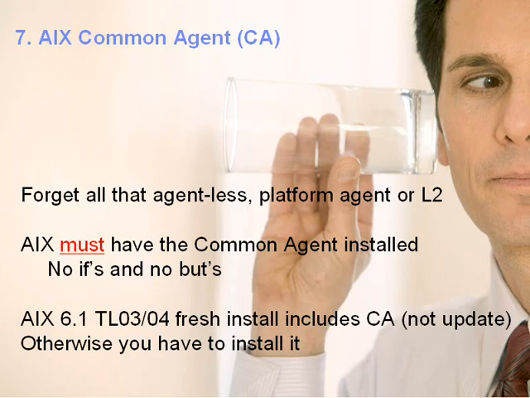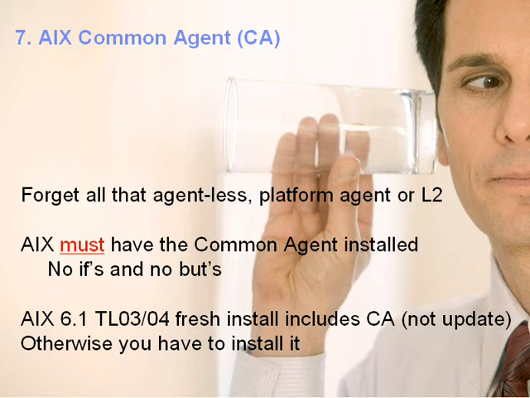Now, tip number 7 is about the AIX and the common agent. In Director, you can see lots of references to going agentless or using the platform agent or the L2 legacy agent. None of that applies to AIX. You have to install the common agent. No ifs or buts. The others just will not work. In fact, in Power Systems terms, the platform agent is actually the HMC, and that is already pre-installed. If you're using IVM, then the IVM VIO server logical partition is the platform agent too.